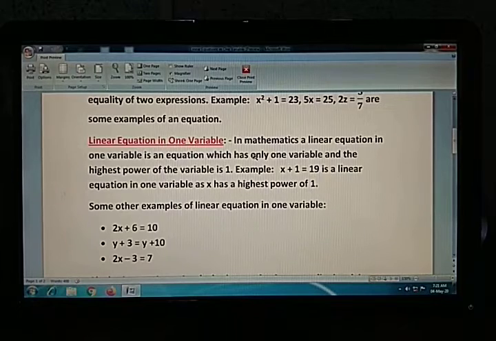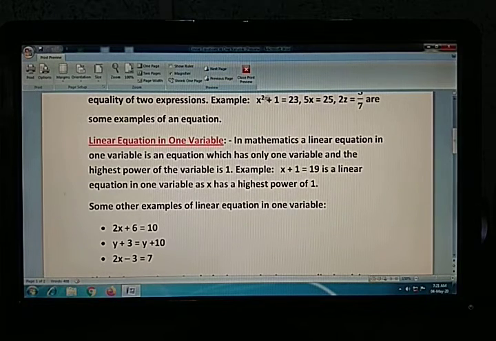Yes, this is another condition. There are two conditions. First of all, it should have one variable. Secondly, that variable's power should not be more than 1. The value of the highest power, that means the value of the power of that variable, should be equal to 1. Here in this case you can see x square plus 1 is equals to 23. Here the power is what? 2. Definitely this is not a linear equation. Here, yes it is. Here, of course. So let us see one example. It will be clear to you the differences.